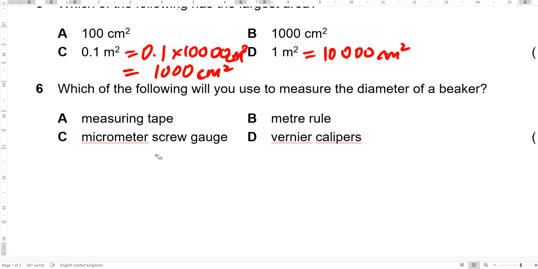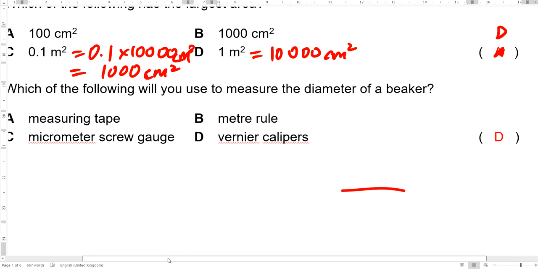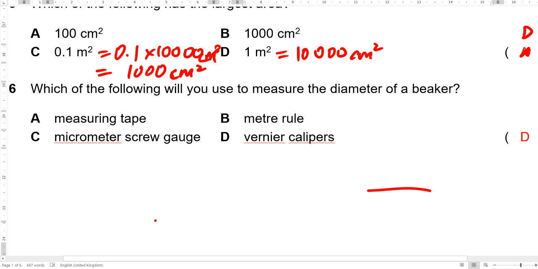We can use vernier calipers because the ruler doesn't allow us to determine where the center is, right? So I need a vernier calipers. What does the vernier calipers have? The jaws, right? So I can use the vernier calipers, I place here. I can slide the jaw up, then you measure this way. By the design of the vernier calipers, it allows us to measure the diameter very easily. Okay? So in this case, we will be using the vernier calipers. So answer over here will be D. Any questions?